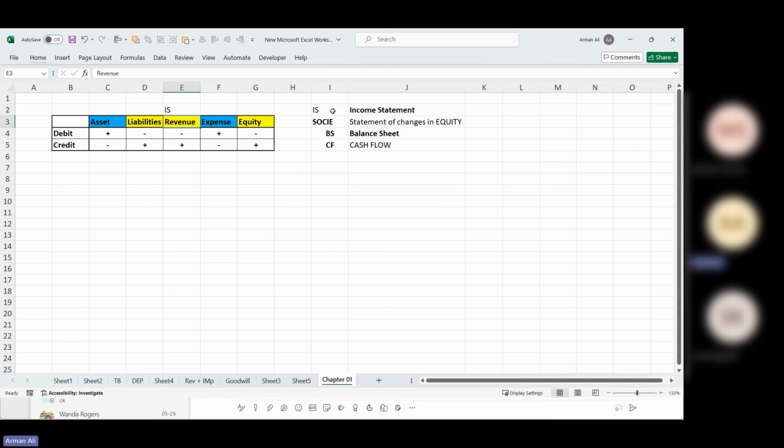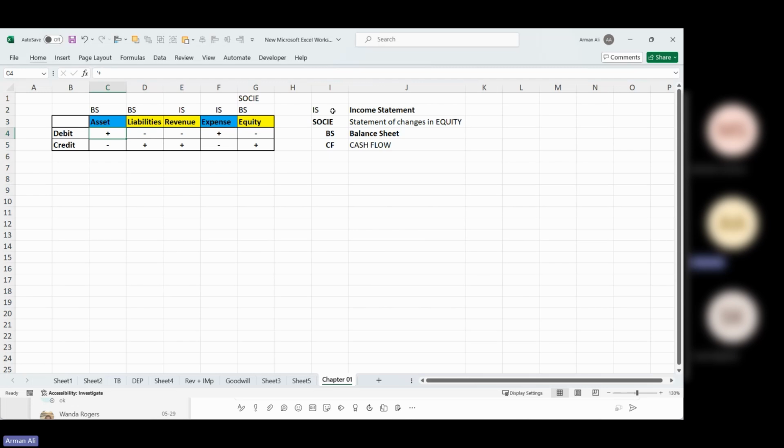Revenue and expense fall in income statement. Income statement is made entirely of revenue and expenses. And then our balance sheet is made up of asset, liabilities, and equity. And statement of changes of equity is, of course, going to be made up of equity. So remember these five elements, and now we're going to discuss again for the iteration, before we start today's practice session, how they operate.